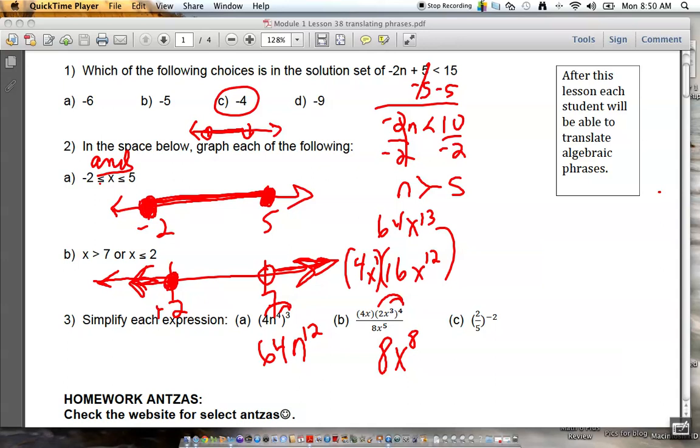Okay, next. Negative exponent. 5 halves squared, which is 25 over 4. Oh, I got that one. Okay? I got it right. I got it right. Okay, yes.